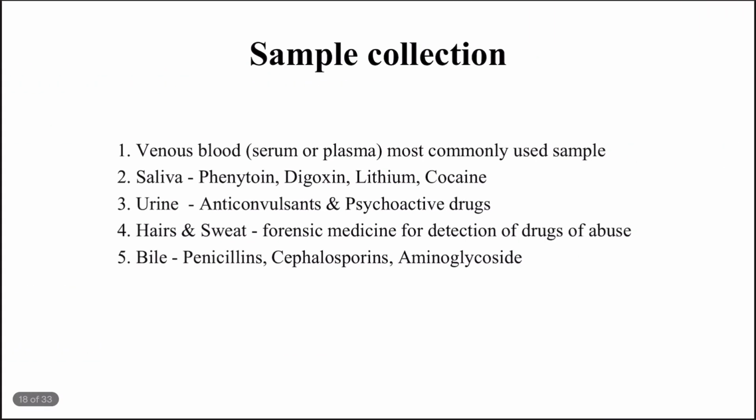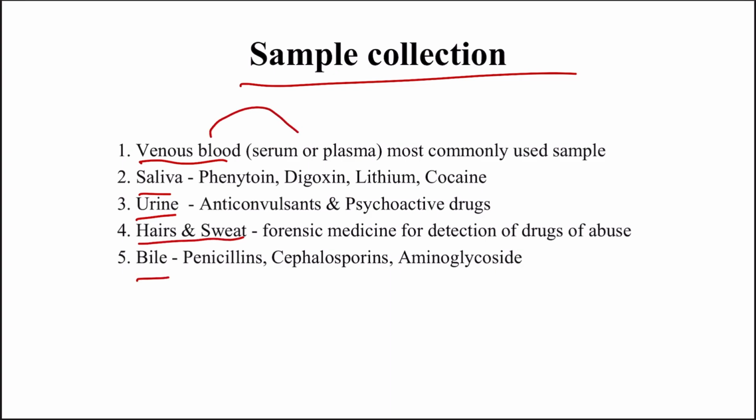Then coming to the sample collection, we can take different samples. We can take venous blood, saliva, urine, samples of hair and sweat, and we can take a bile sample also. Out of these, venous blood is the most commonly used sample because it is easily available.